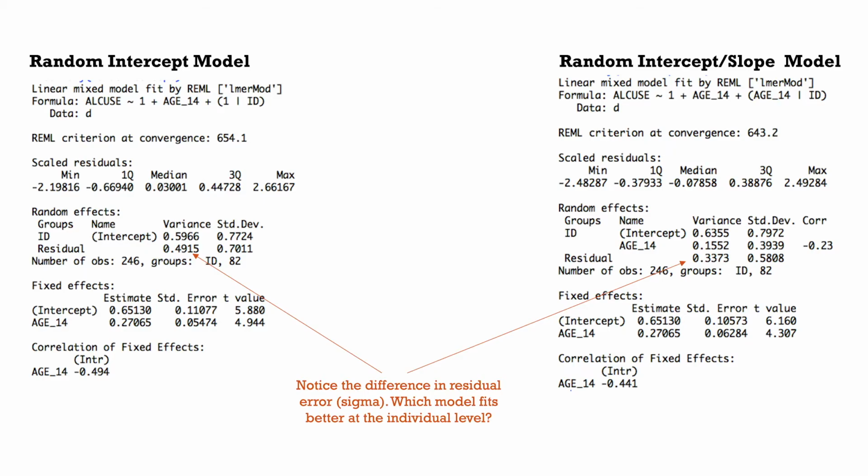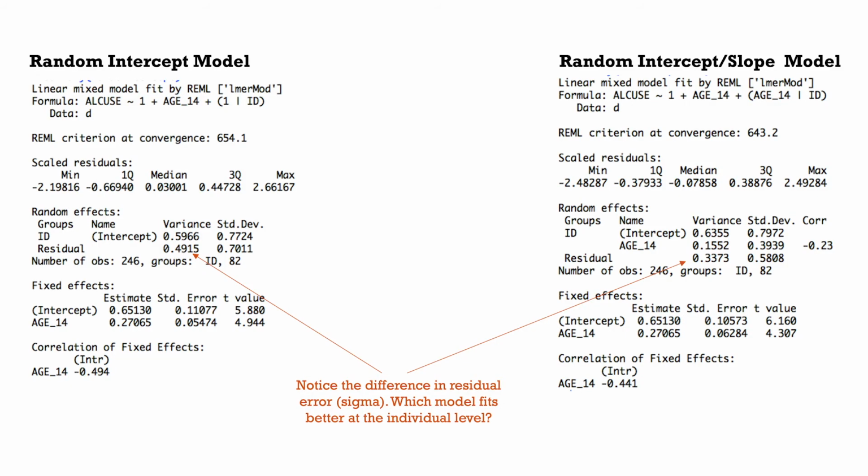And by the way, it might be helpful to look at the two outputs side by side. So on the left, we have a model that has just a random intercept and a fixed slope. And on the right, we have random slopes and random intercepts. And you'll notice the difference in the residual error, or sigma. So when you do not allow the slopes to vary, you have a larger residual. And that makes sense. If you're forcing everybody to have the exact same slope, your predictions are going to be poor. They're not going to be as close to the individual dots.